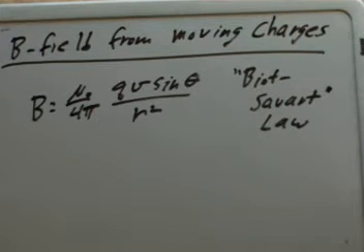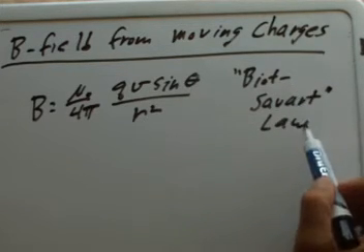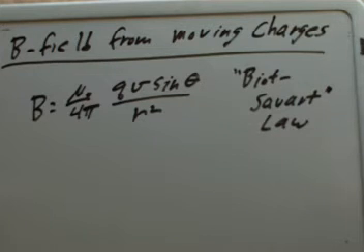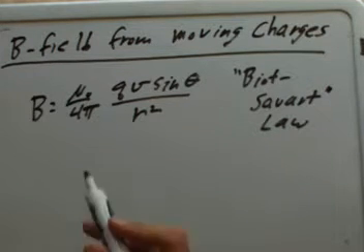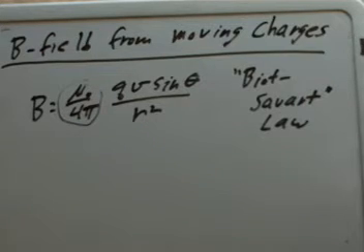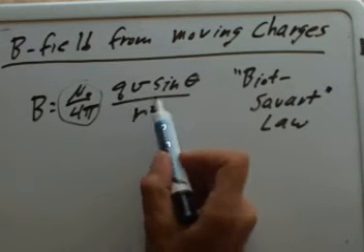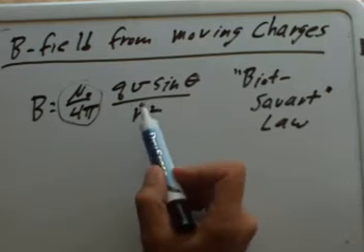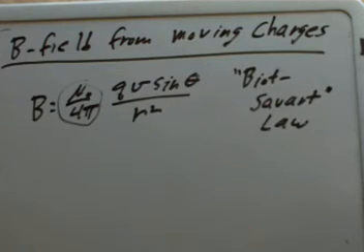The law that's going to guide us is called the Biot and Savart Law, the law of Biot and Savart. And it's written down as follows here. There's a bunch of constants out front, u naught over 4 pi. And then the difficult part to deal with in the equation is this part here, the qv sine theta over r squared term.